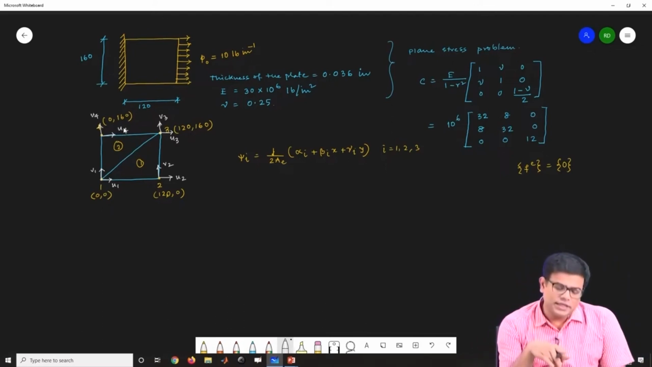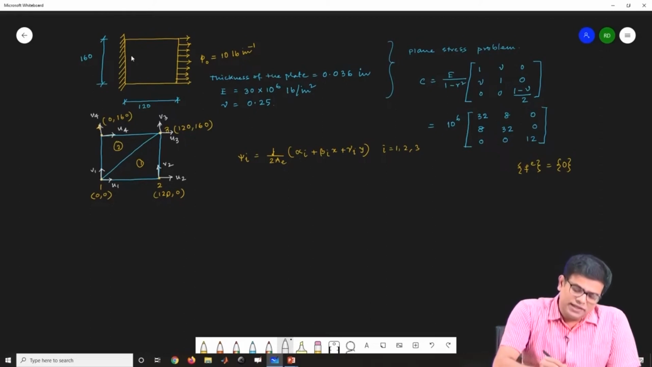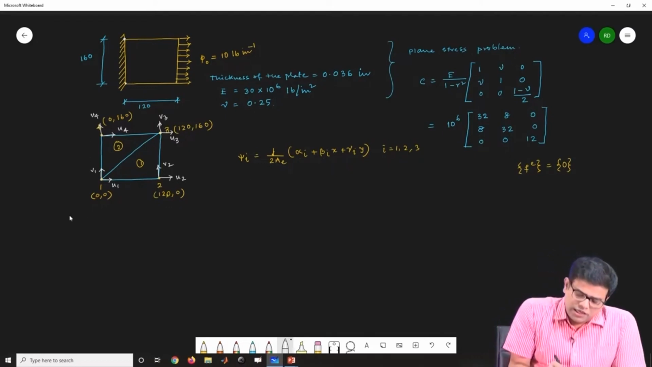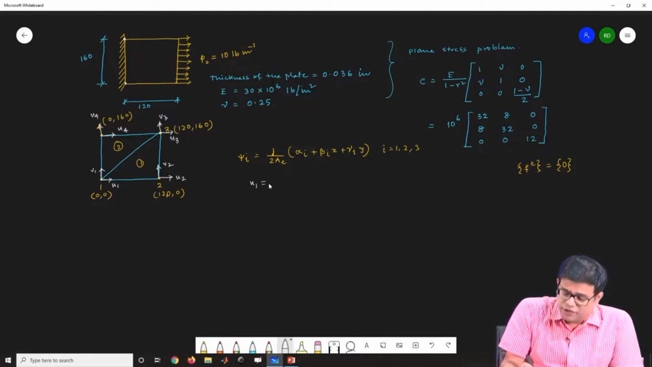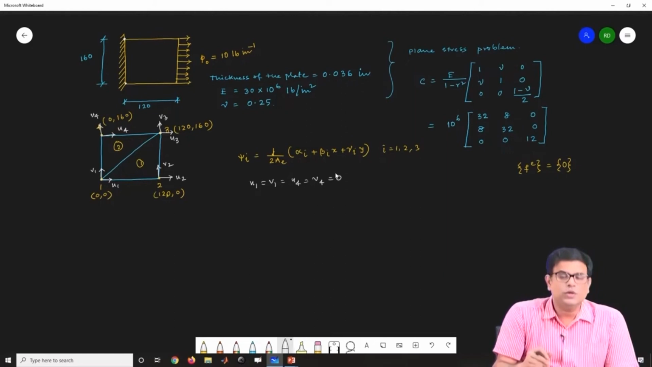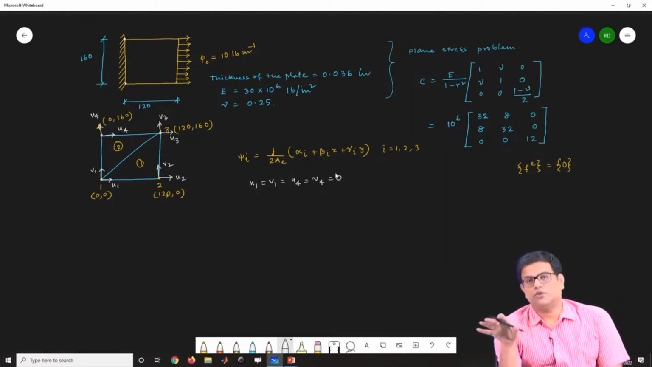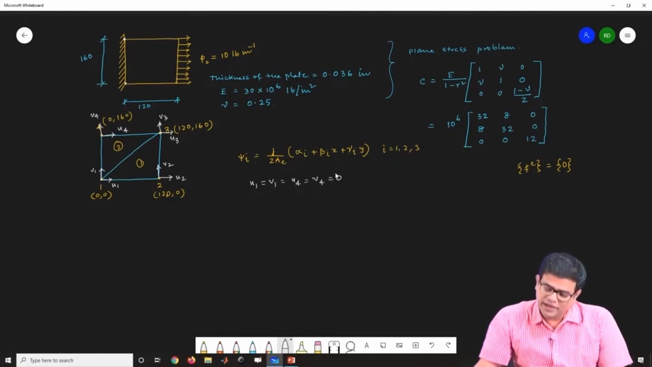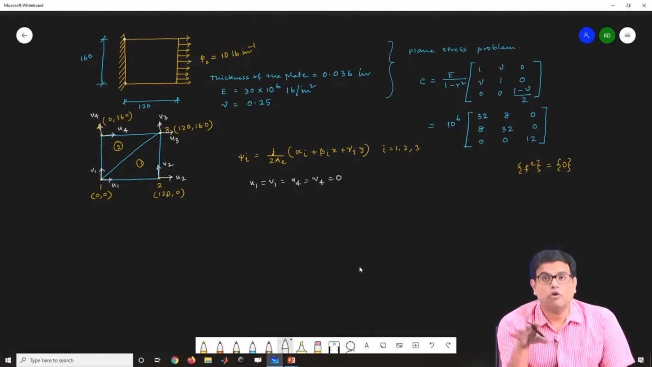Now among these 8 degrees of freedom, this side of the plate is fixed. So the displacement at these two nodes will naturally be 0. What is the condition for that? That means u1, v1, u4 and v4 are all 0. So effectively we have 4 degrees of freedom to solve for. Naturally, my reduced stiffness matrix will be 4 by 4.